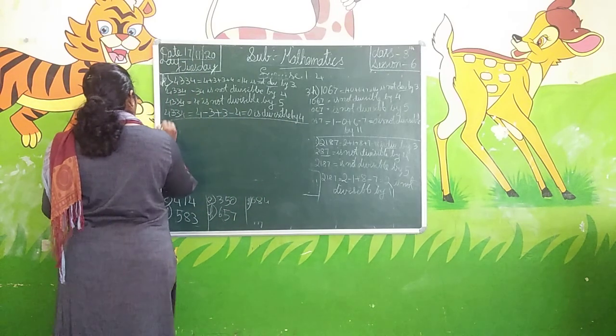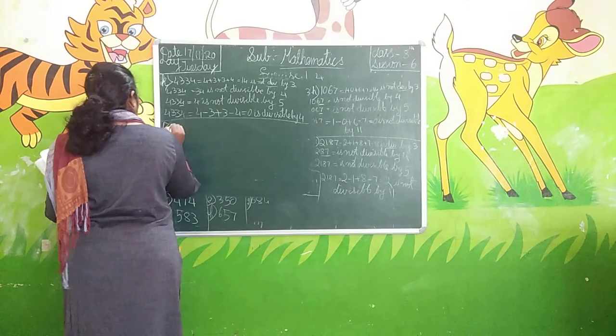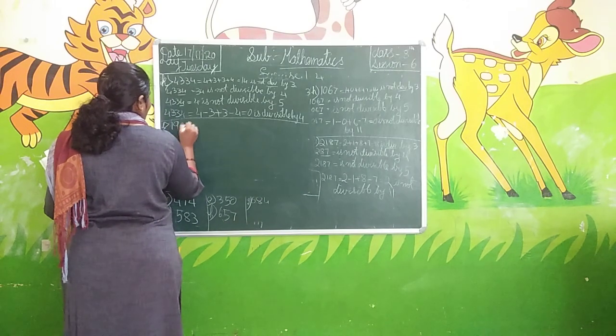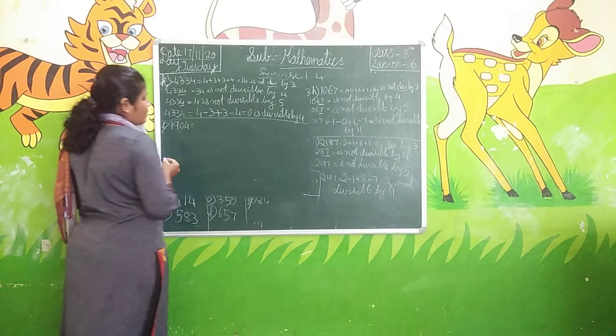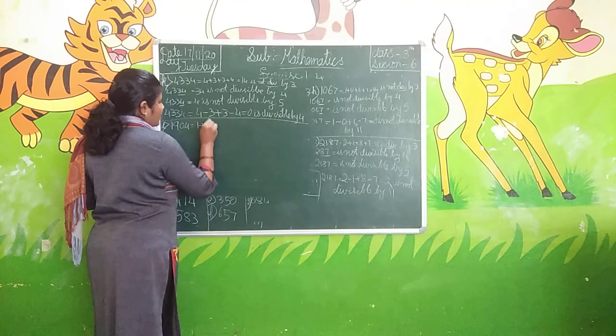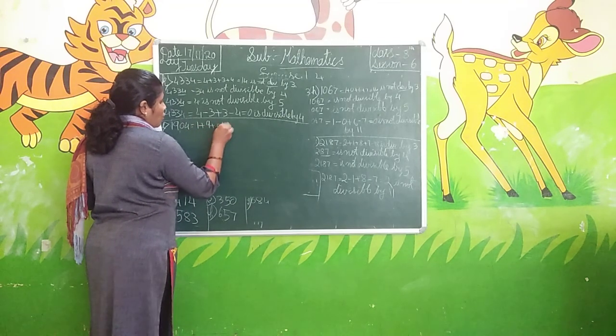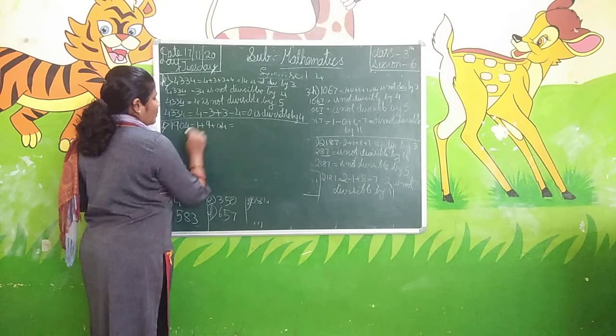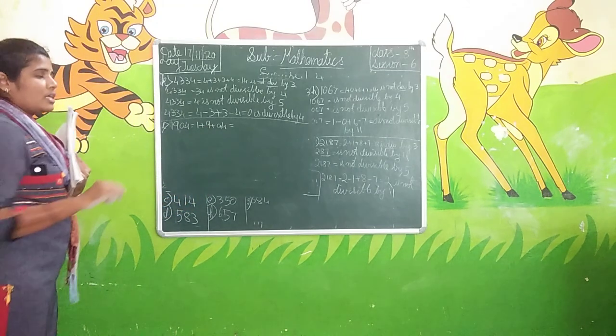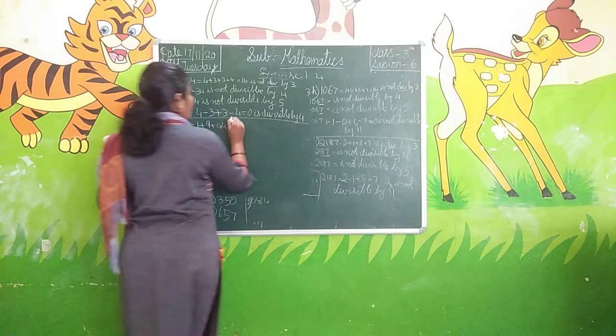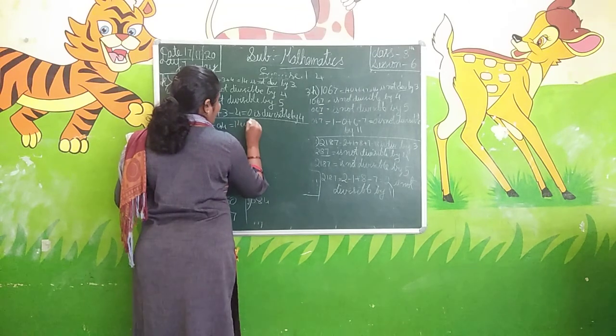Next, L1, 1904. Check whether it is divisible by 3 or not. 1 plus 9 plus 0 plus 4: 1 plus 9 is 10, 10 plus 0 is 10 itself, 10 plus 4 is 14, which is not divisible by 3.